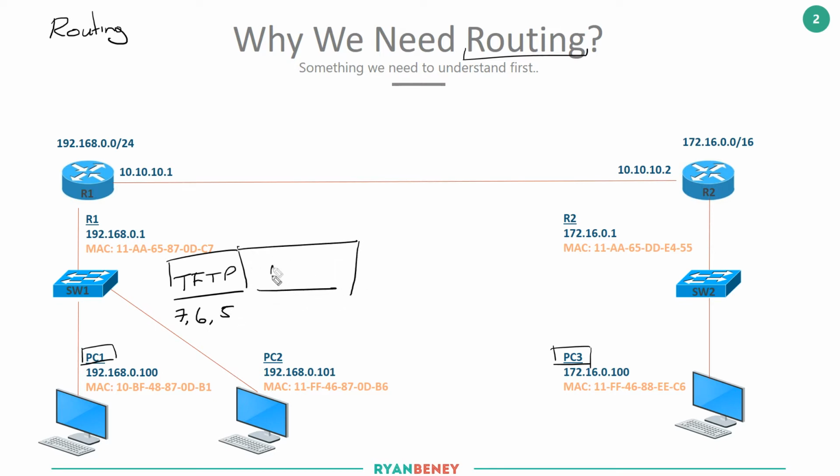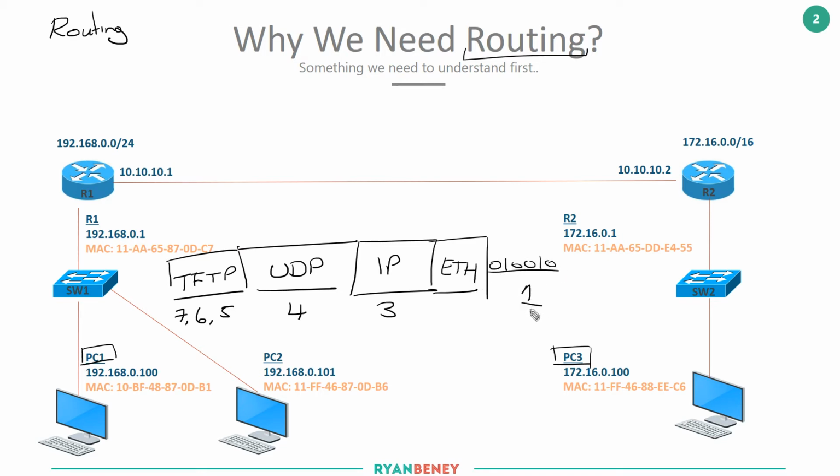TFTP uses UDP as its transport protocol at layer 4. The reason for that is because TFTP is an unreliable protocol, where FTP is a reliable protocol that uses TCP. At layer 3, it would use IP addressing. At layer 2, it would use Ethernet. And of course, it'd be all the ones and zeros at layer 1.